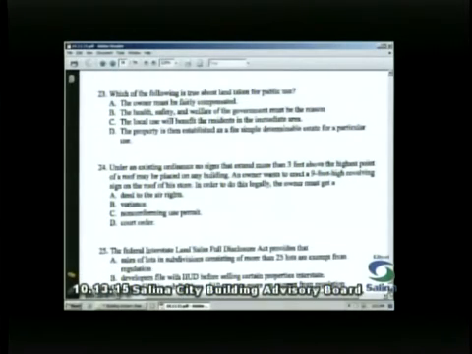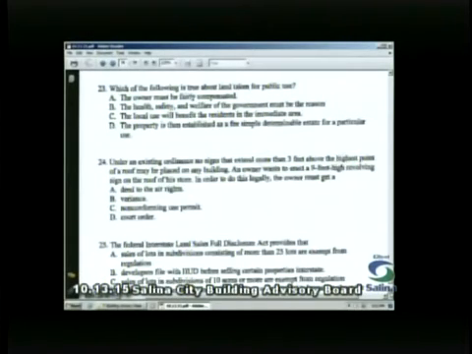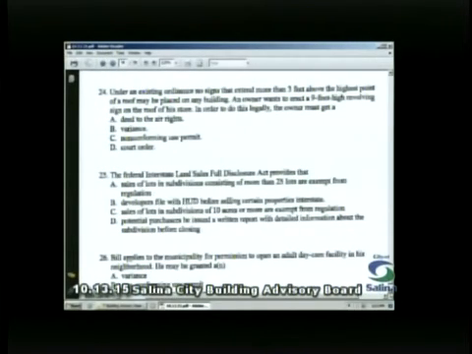Which of the following is true about land taken for public use? A is correct. Under existing ordinance, no signs that extend more than 3 feet above the highest point of a roof may be placed on any building. An owner wants to erect a 9-foot high revolving sign on the roof of his store. In order to do this legally, the owner must get a... B. He must get a B, a variance.